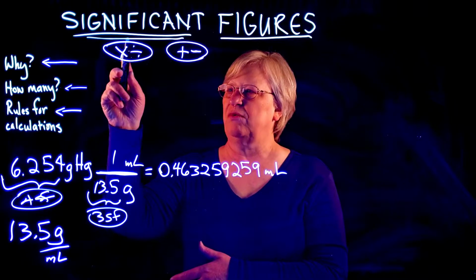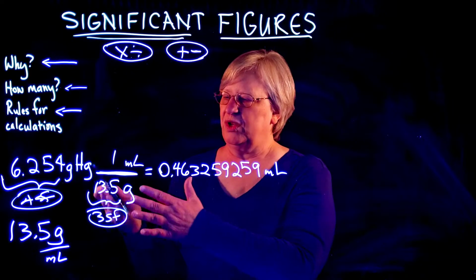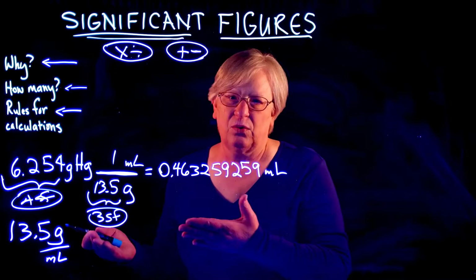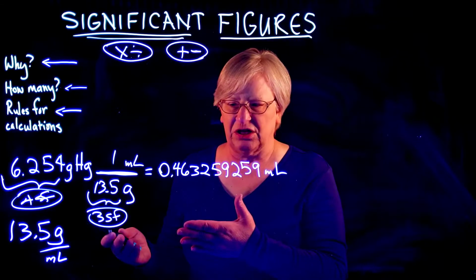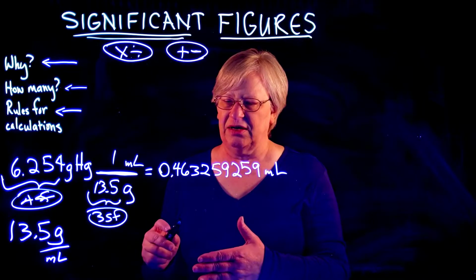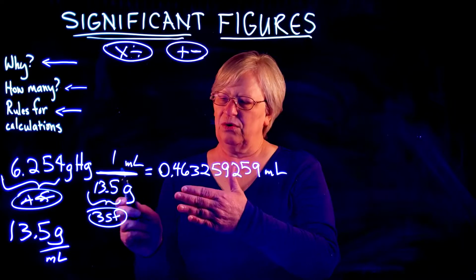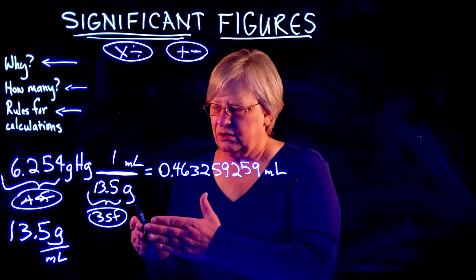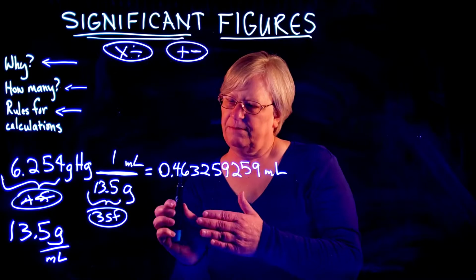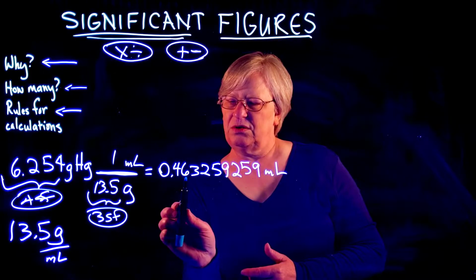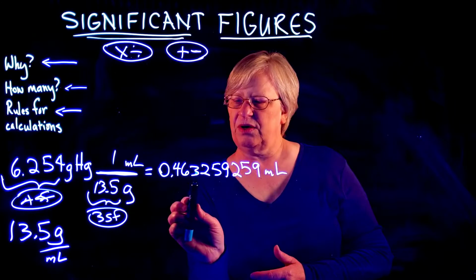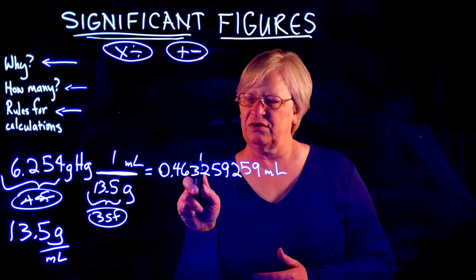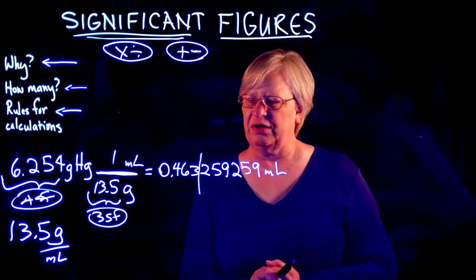Multiplying and dividing, that rule says whichever one is less precisely measured, we're stuck with that precision. We don't have any more precision than that, and so we can only have as much precision as our least precisely measured component of our calculation. So 1, 2, 3, that's how precisely we are measured. So we're going to have to cut it off at that point.